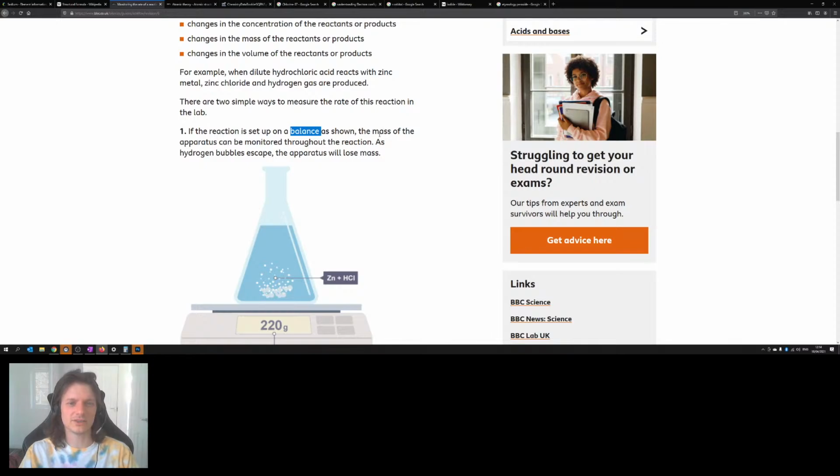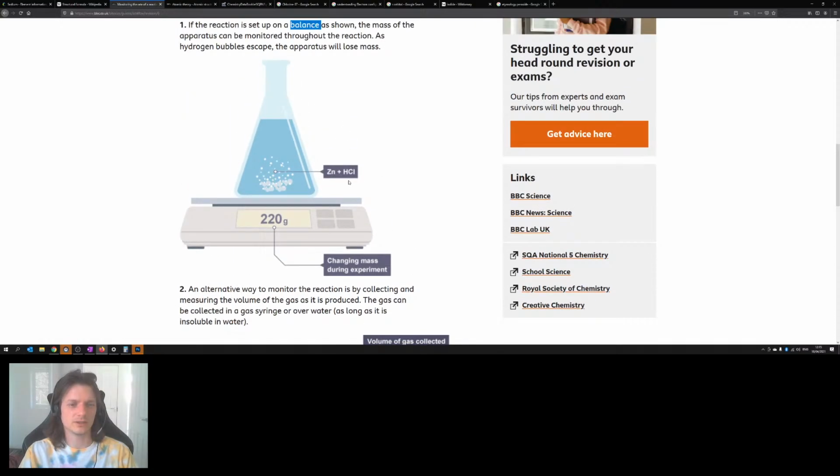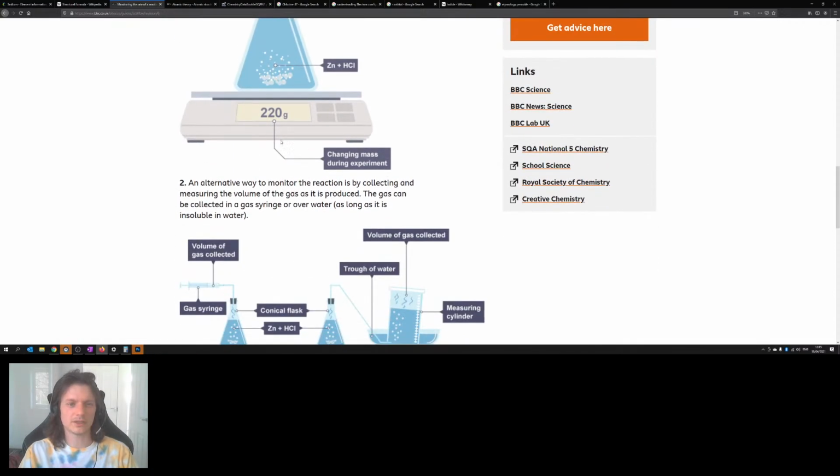Set up on a scale as shown, the mass of the apparatus can be monitored throughout the reaction. As hydrogen bubbles escape, the apparatus will lose mass. Zinc plus hydrogen chloride. Changing mass during experiment. An alternative way to monitor the reaction is by collecting and measuring the volume of the gas as it is produced.